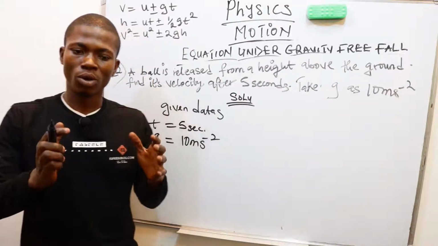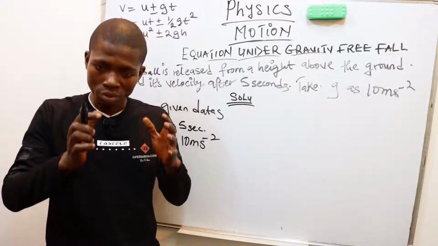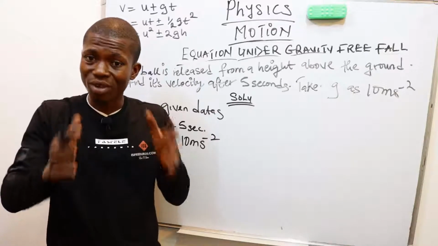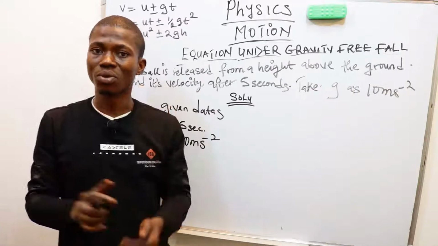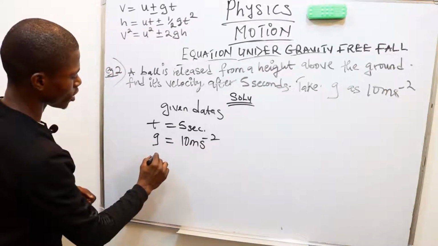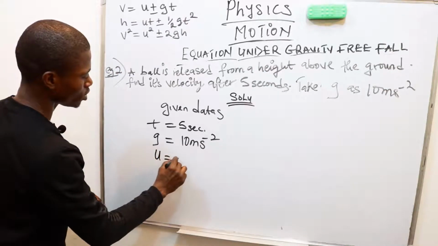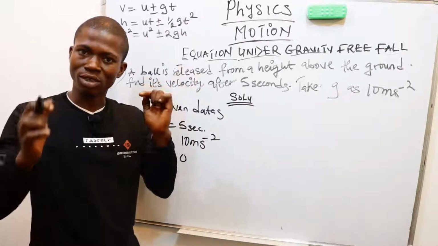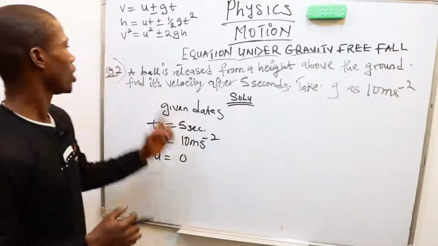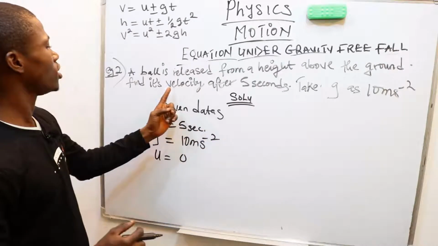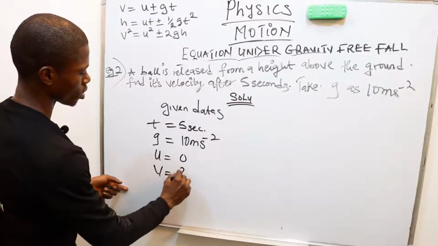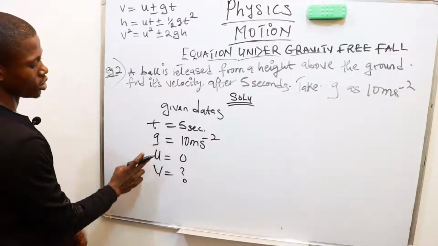When you are holding a ball in your hand and you release it, at that time the initial velocity is 0. So let's write that our initial velocity is 0. You are holding a ball and you release it, initial velocity is 0. And they say that you should find its velocity after 5 seconds. So we are now looking for V. So we have t, g, u, and v.